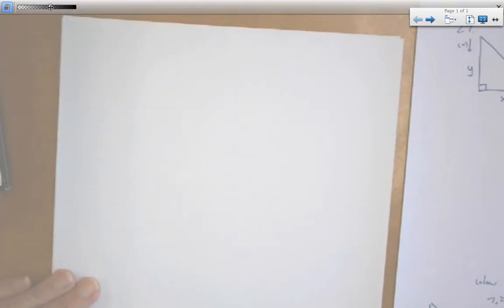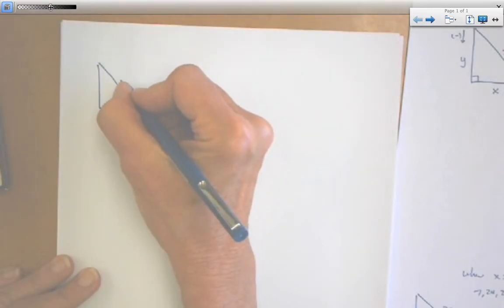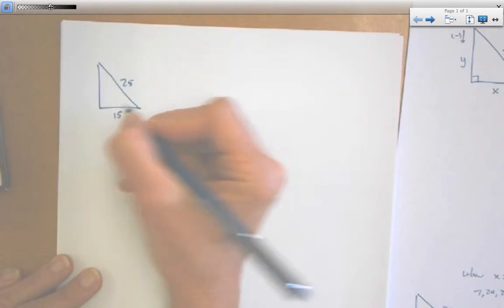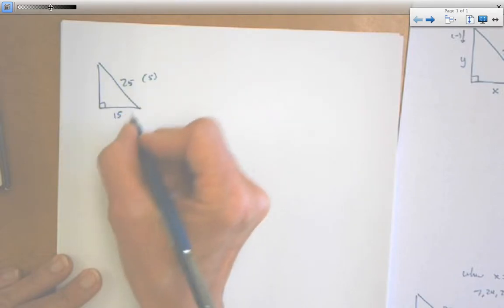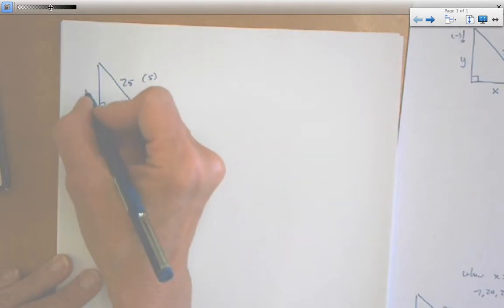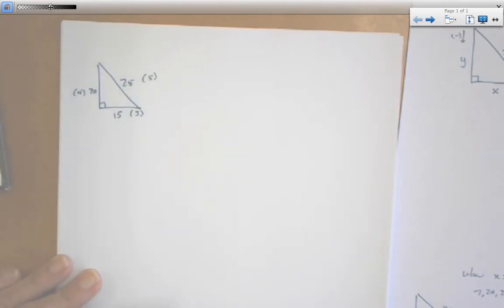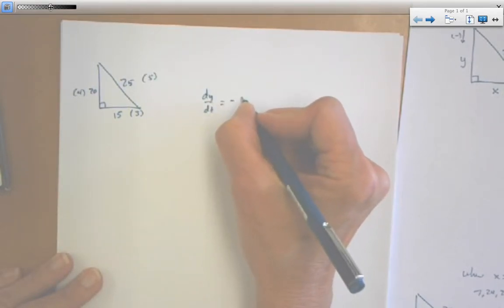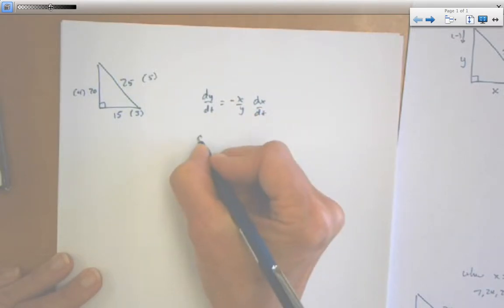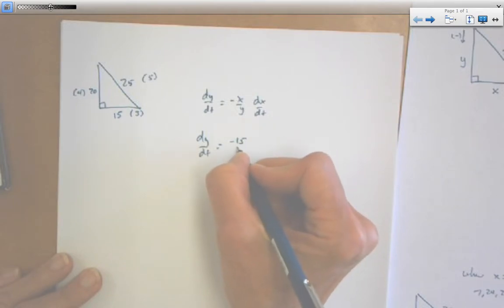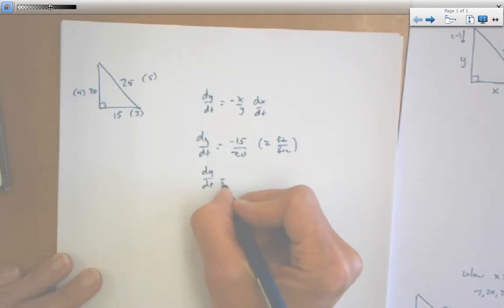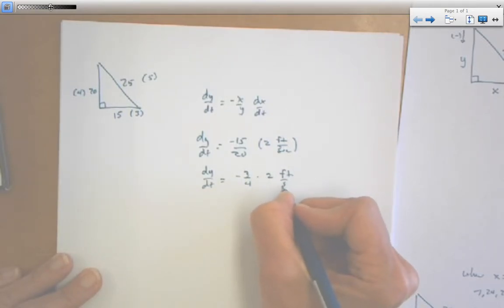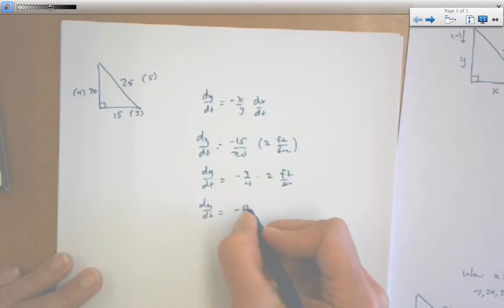All right, I'm going to get a new piece of paper and sketch another right triangle. This time I want to know when the base is 15. So 25 and 15. Notice these have a common factor of 5. This is a multiple of 5, and this is a multiple of 3 by a factor of 5. So this has to be a 3, 4, 5 triangle, so the length of this side has to be 20. So dy/dt equals negative x over y times dx/dt, which is negative 15 over 20 times 2 feet per second. Let's simplify that expression: negative 3/4 times 2. So dy/dt equals negative 3/2 feet per second. Moving a little bit faster.